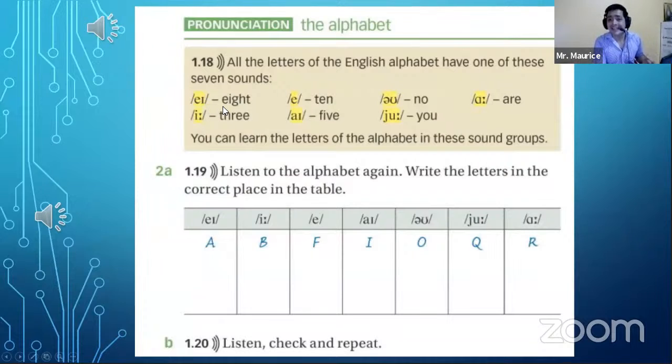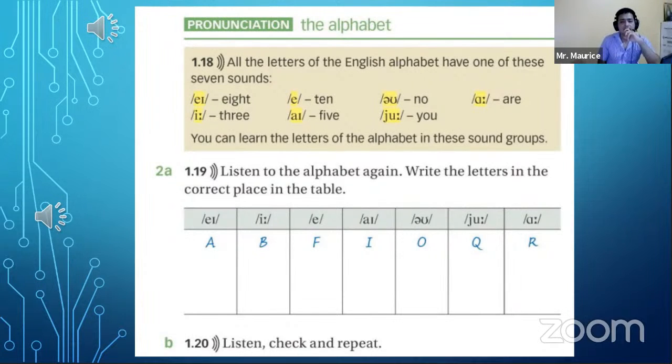A, like 8, E, like 3, el sonido como E, 10, or I, like 5, O, like no, or you, in the personal pronoun you, or are. Now, listen, please. Focus in this part, and you will hear the 7 different sounds. Listen, please. Audio 1.18. All the letters of the English alphabet have one of these 7 sounds.